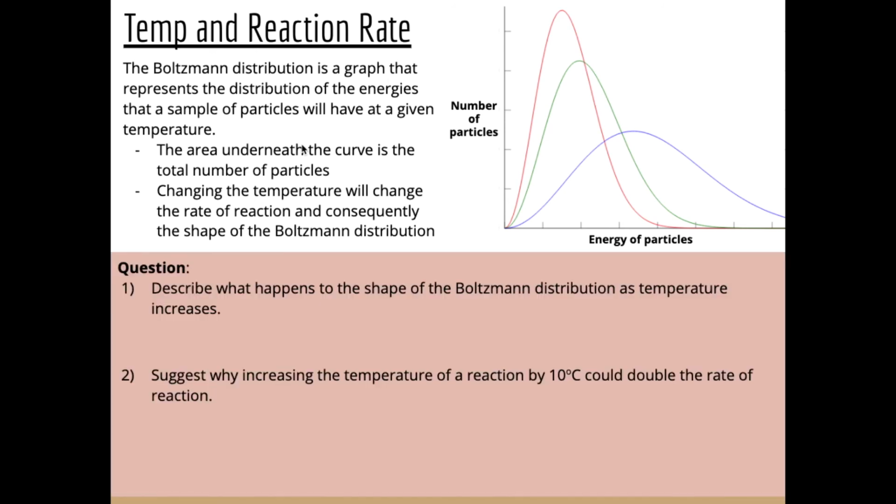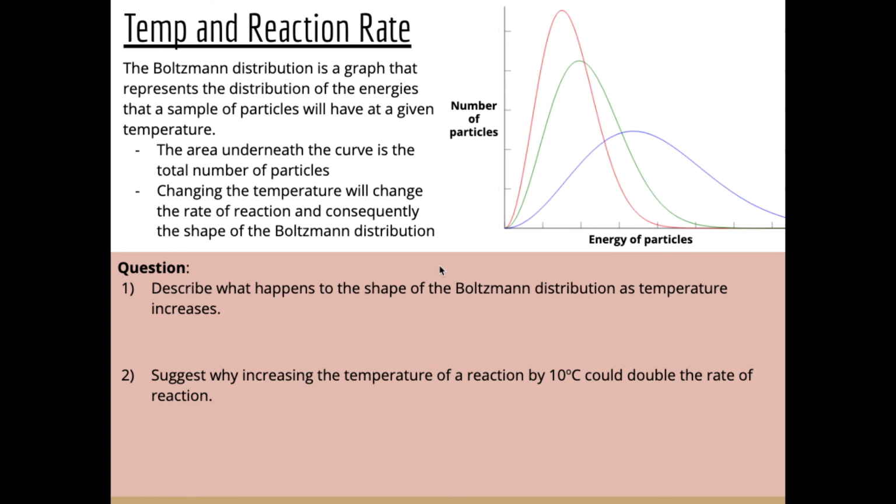Your turn to have some questions. Pause if you're playing along and see if you can answer these. Question 1, describe what happens to the shape of the Boltzmann distribution as temperature increases. And then 2, suggest why increasing the temperature of a reaction by 10 degrees Celsius could double the rate of reaction. Pause and then check your answers against mine.